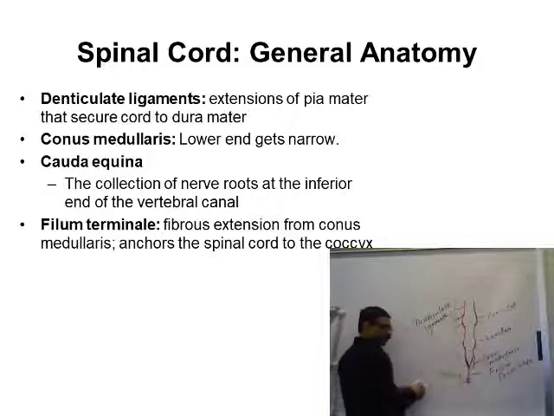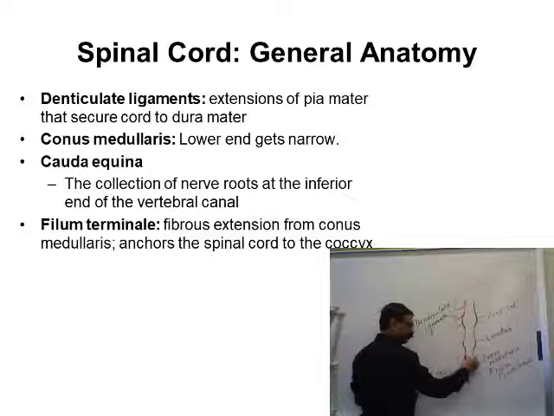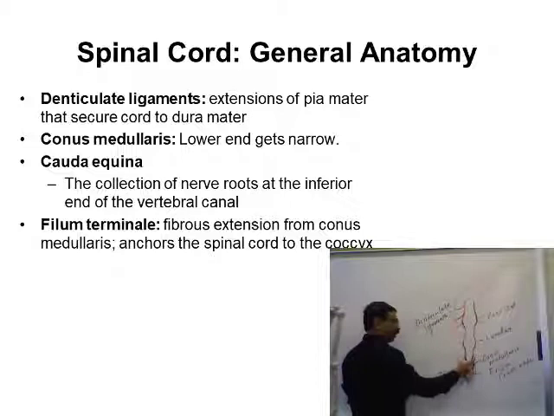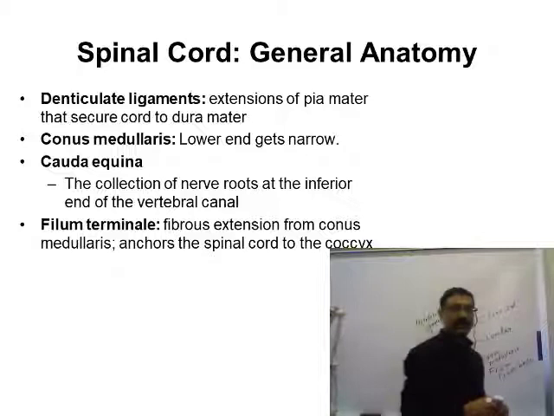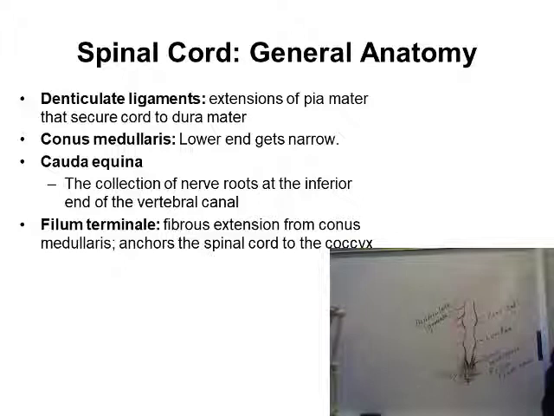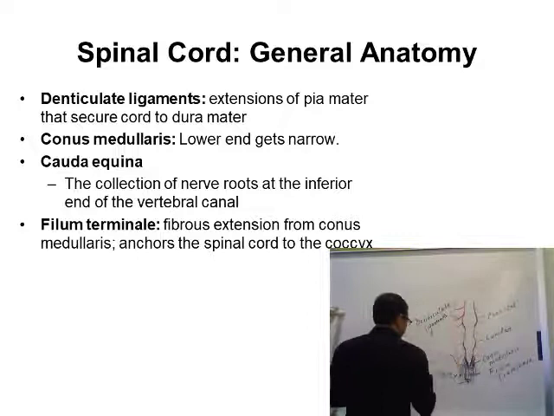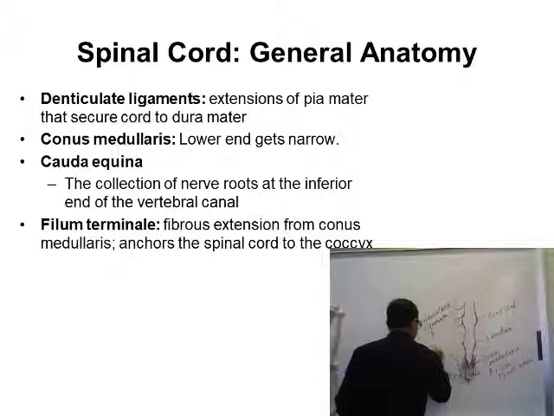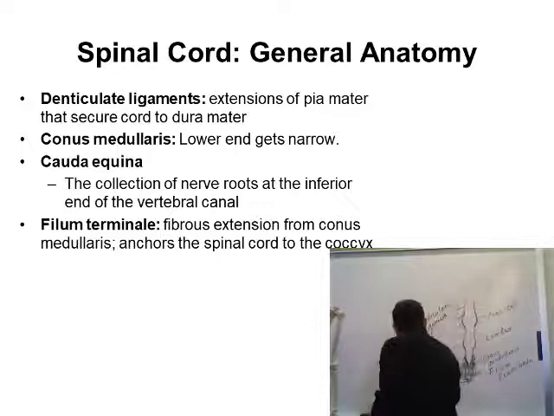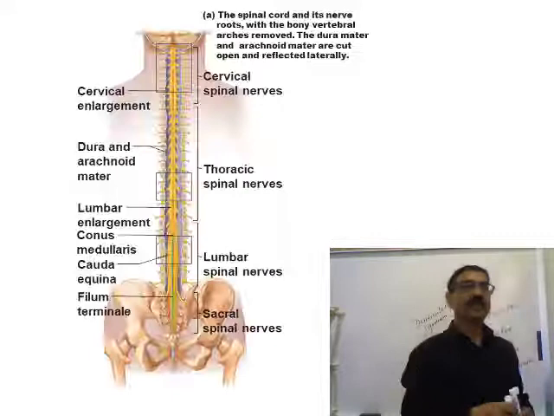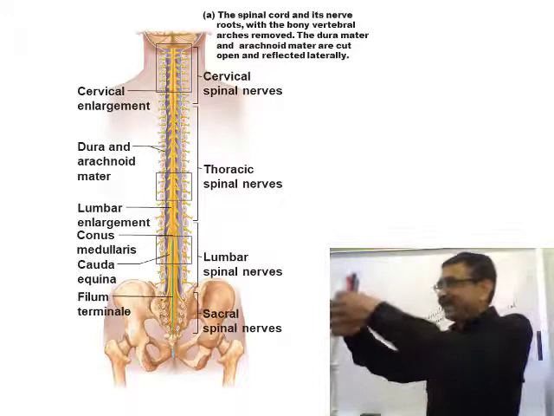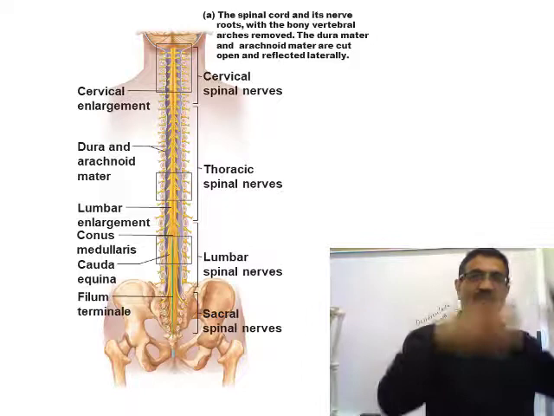Now, from the conus medullaris, if you see this conical shaped part, many nerve roots arise like this. Bunch of nerve roots, and this bunch of nerve roots is called cauda equina. Cauda equina. So cauda equina is a bundle of nerve roots. Equina means horse tail, tail of the horse. It looks like the tail of the horse. Okay? Have you seen a horse tail? It's a bunch of nerve roots.